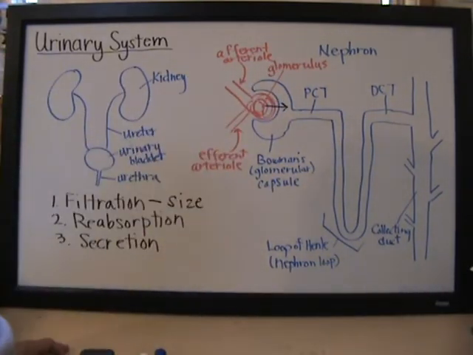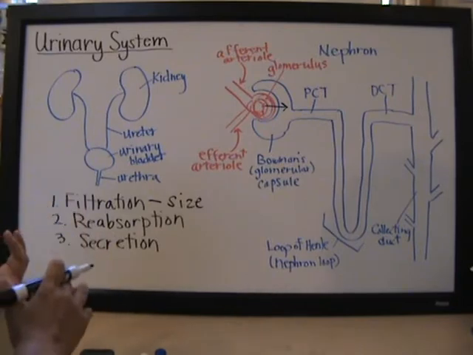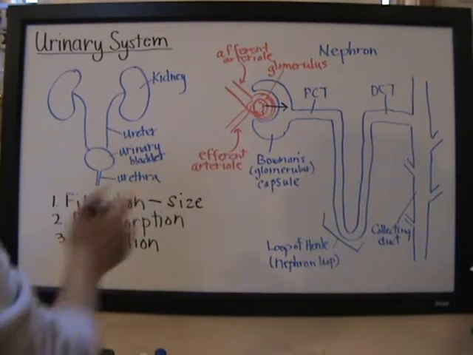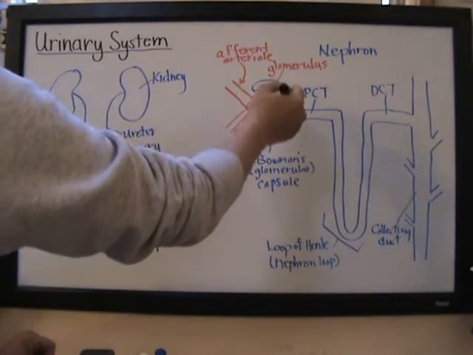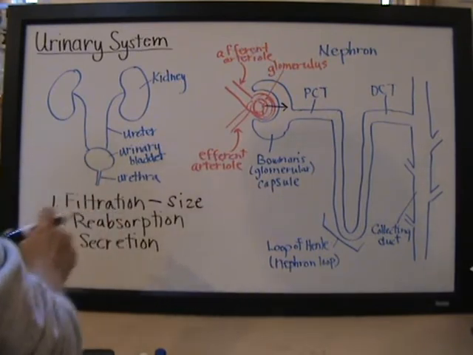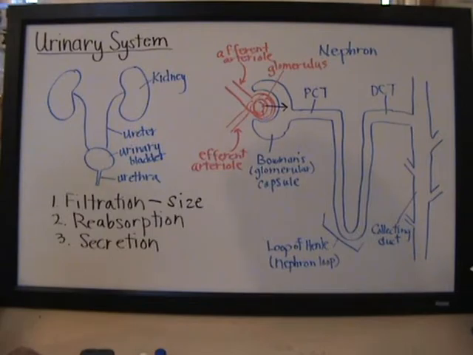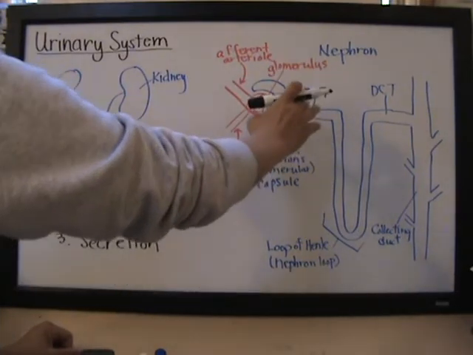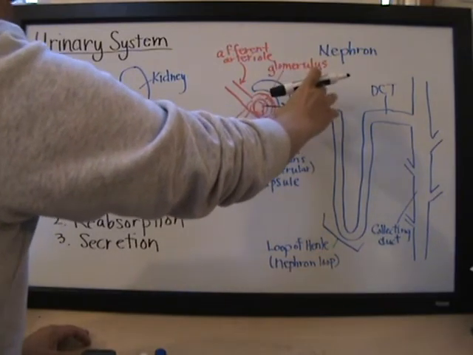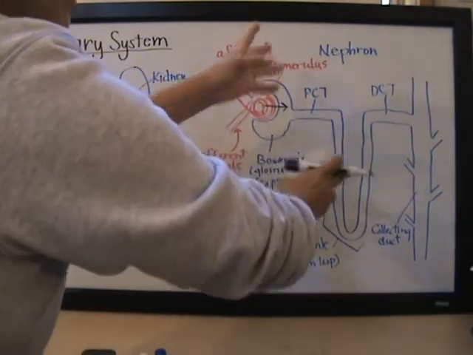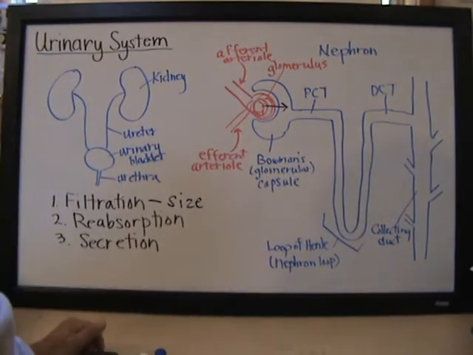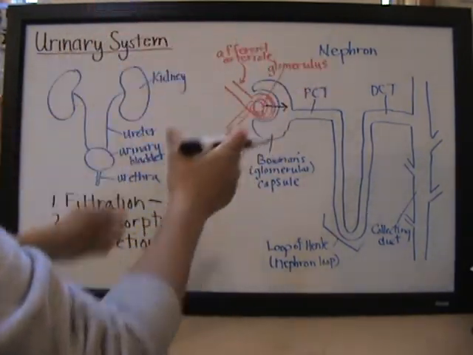What kinds of substances can pass? Small molecules, water, glucose, ions, different things like that. Then from here, now we have what's called filtrate. Filtrate will make its way into the proximal convoluted tubule. Now from here, the second process occurs, reabsorption. Reabsorption is the movement of wanted materials from the proximal convoluted tubule into the bloodstream. Now if you look at the picture, surrounding the nephron are a whole bunch of capillaries called peritubular capillaries that are all around the nephron.